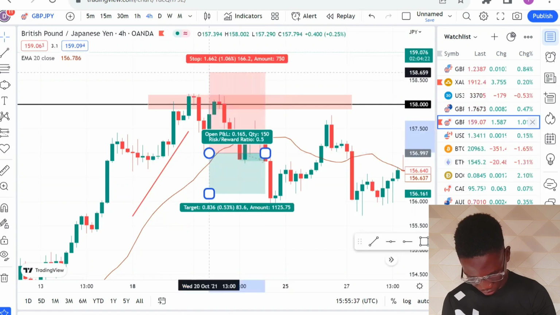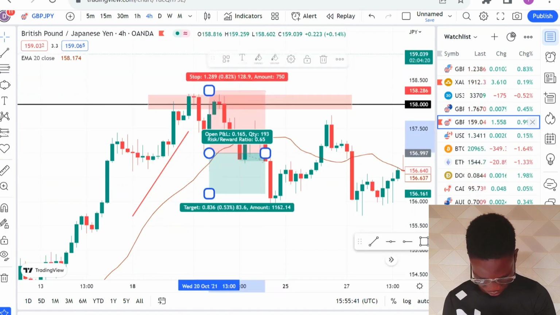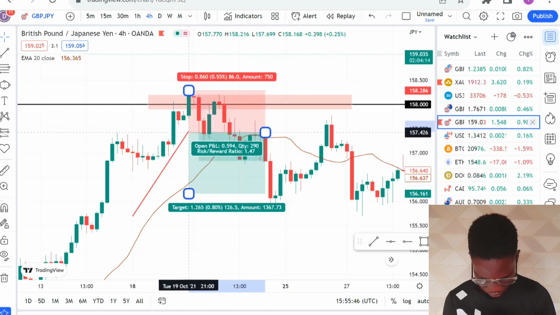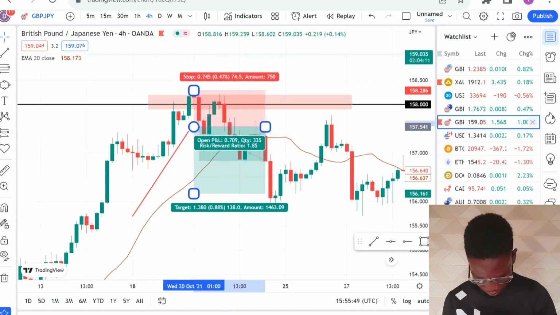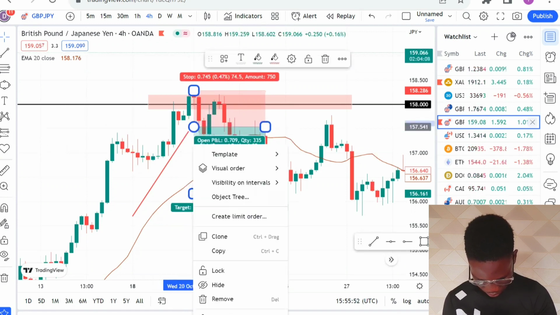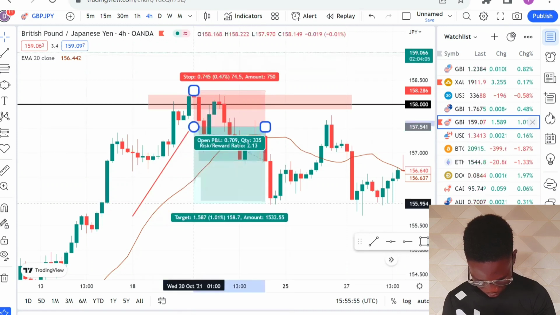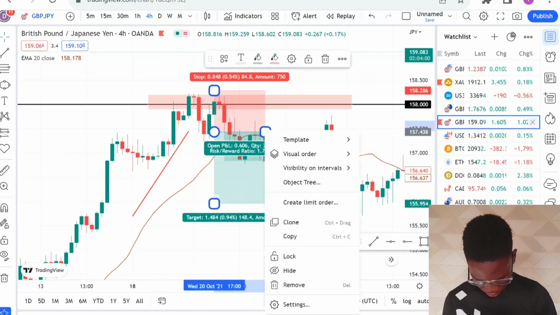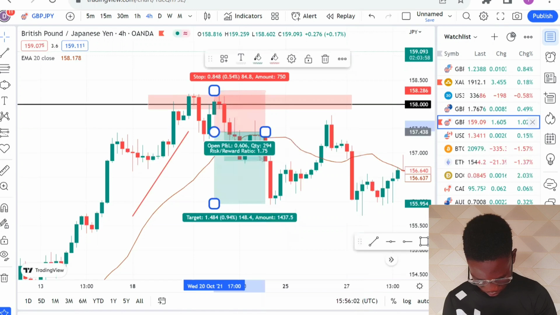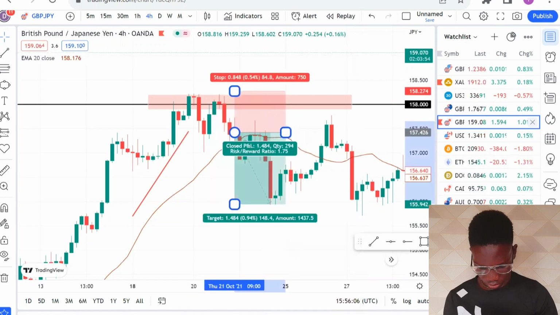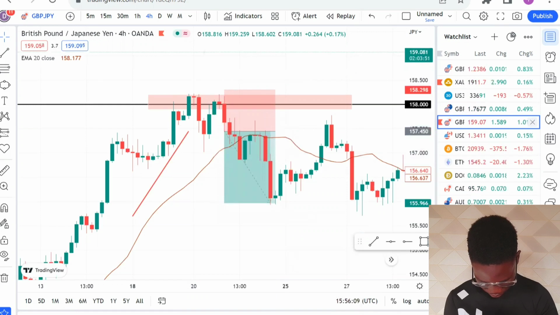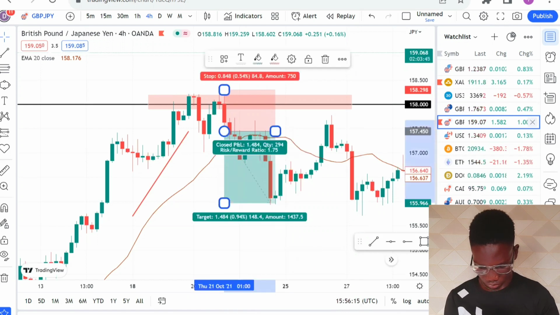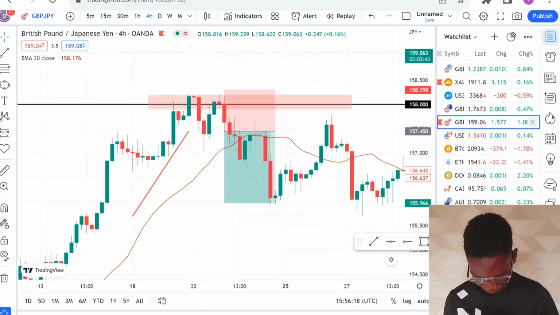Sorry, our entry was right after the closing candle right here. Then TP will probably be right here. Yeah, that's why our TP will probably be right here. So almost a 1 to 2 risk to reward trade, which is dope.